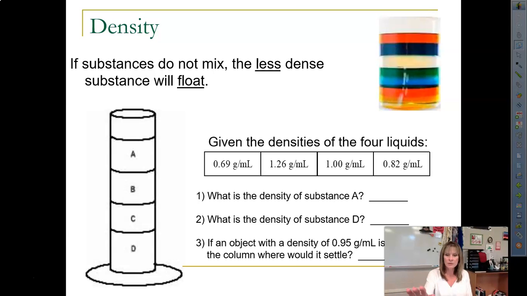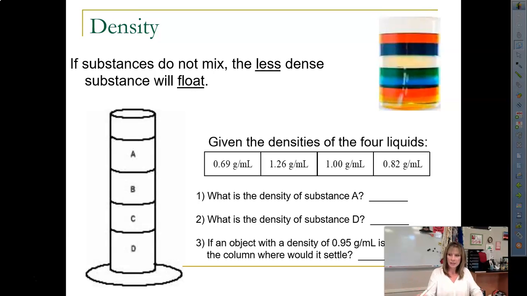What's the density of substance D? Well, substance D is down there at the bottom of that graduated cylinder. That would be the most dense substance. So when you look back at all the densities, it looks like 1.26 grams per milliliter would be the greatest density. If an object had a density of 0.95 grams per milliliter and we dropped it into that graduated cylinder, where do you think it would end up?